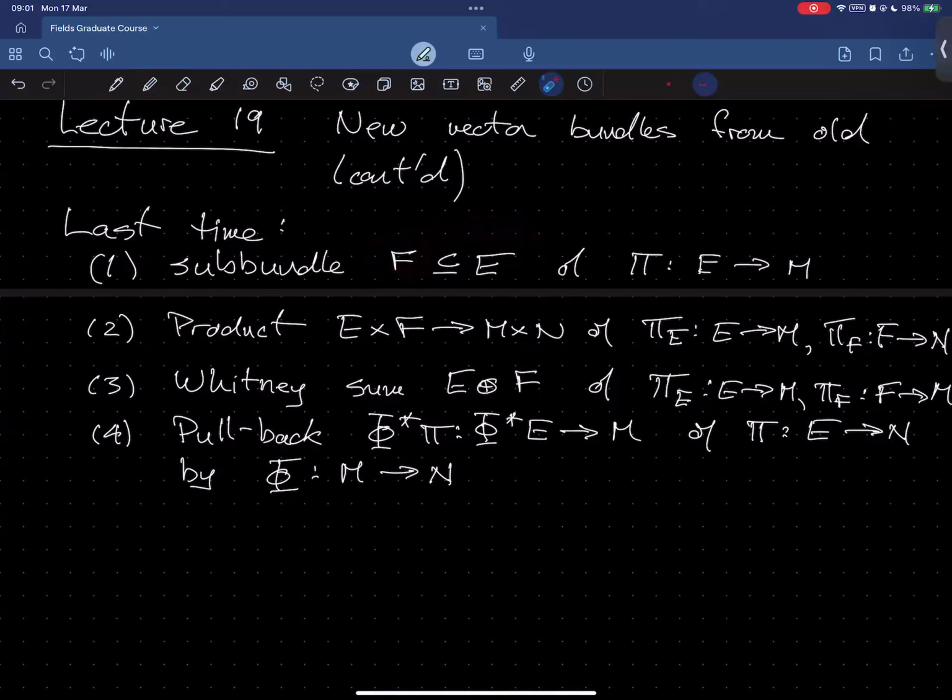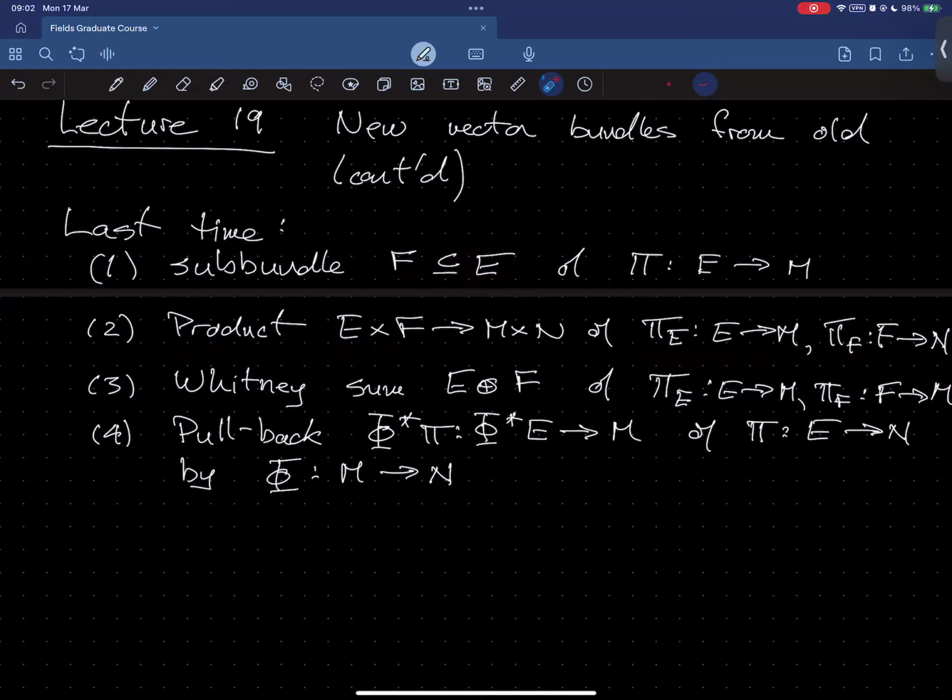Basically it's defined by choosing, in a suitable way, at every point a subspace of the fiber of E, which we called the fiber of F. Then we had a product of vector bundles. If I have two vector bundles, I can form their product, and I argued at least that that was a vector bundle in a natural way.